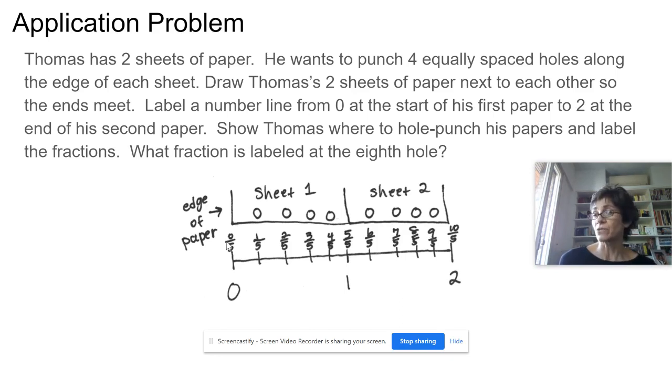I start with a 0. The 0 is obviously the edge of the sheet, 0 fifths. Then I will have 1/5 at my first hole, 2/5 at my second, 3/5 at my third hole, 4/5 at my fourth hole. Then 5/5 is where the end of the sheet is, okay, 5/5. And then I carry on, 6/5, 7/5, 8/5, and 9/5, and 10/5 is where the second sheet ends.